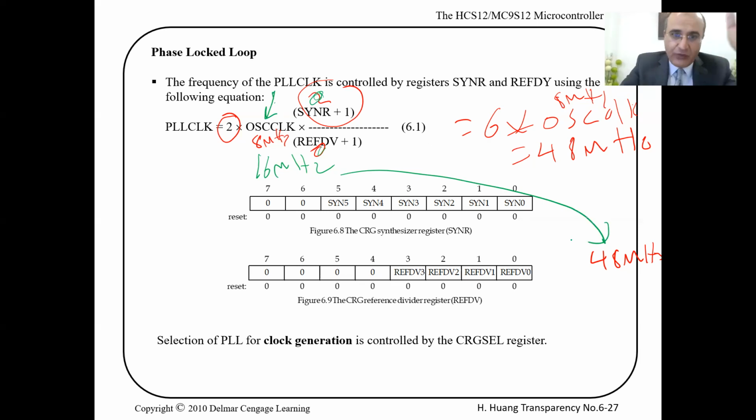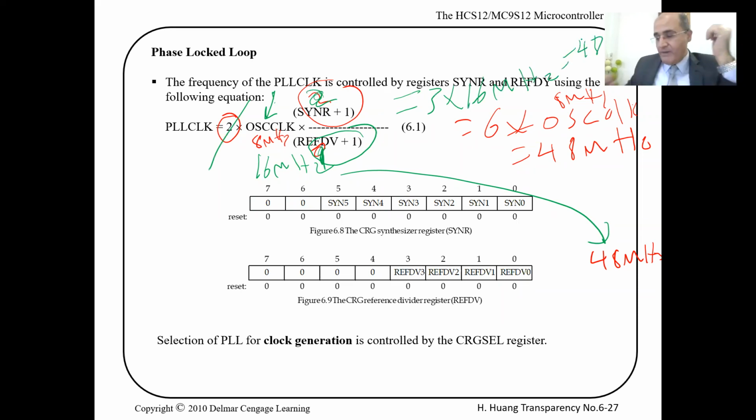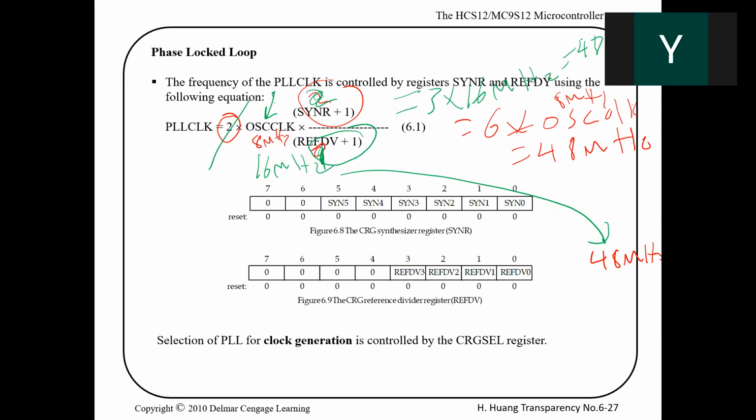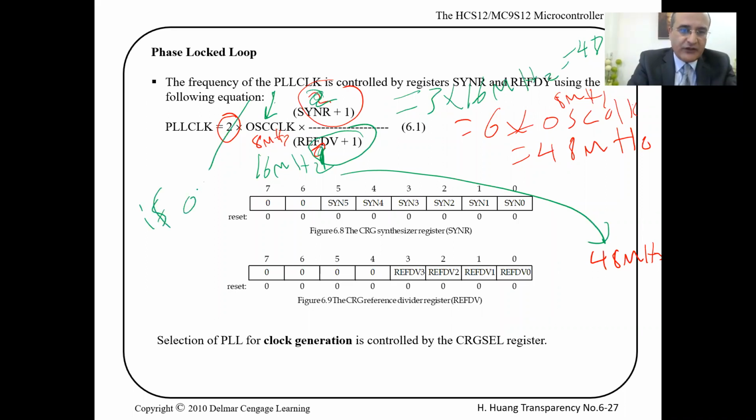We can do this. We can do here a 1. 1 plus 1 is 2, that goes with the 2 here, and here you put a 2. 2 plus 1 is 3, right? So you get 3 times 16 megahertz, 48. Right. I understood that we get 16. No, if the oscillator clock is 16, I want to get to 48, the maximum.